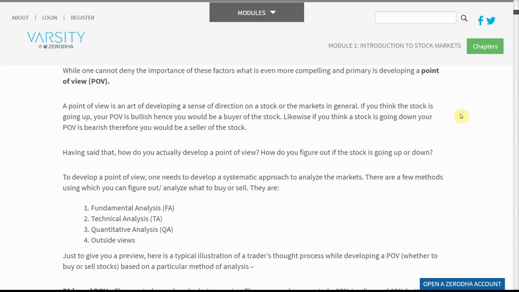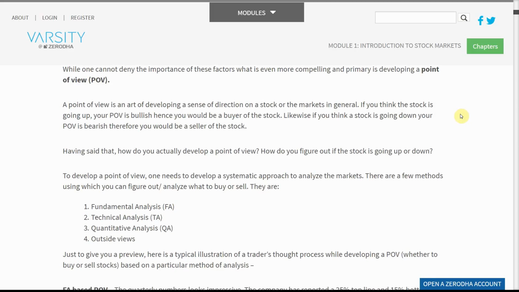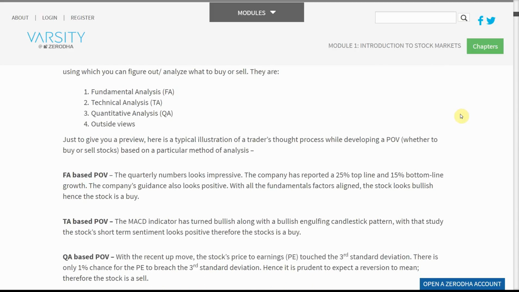To develop a point of view, one needs to develop a systematic approach to analyze the markets. There are a few methods using which you can figure out, analyze what to buy or sell. They are fundamental analysis, FA, technical analysis, TA, quantitative analysis, QA, outside views. Just to give you a preview, here is a typical illustration of a trader's thought process while developing a POV, whether to buy or sell stocks based on a particular method of analysis.